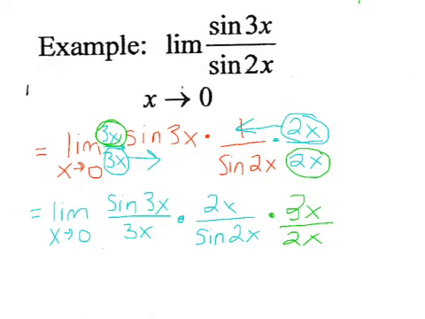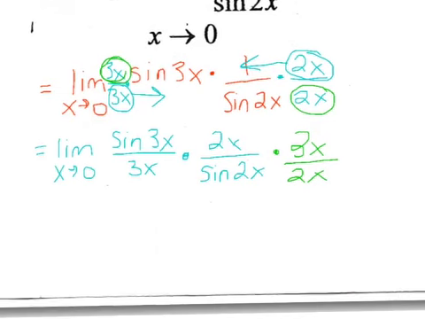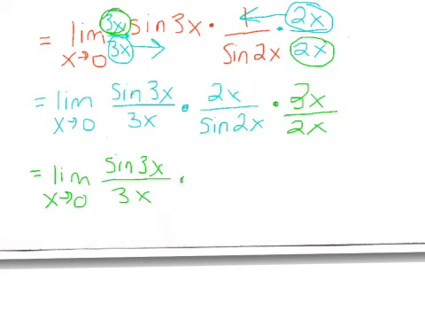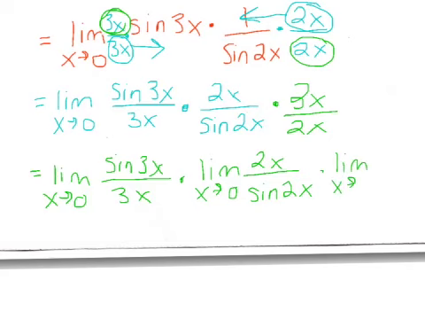Okay, so now let's use the properties of limits to further break up this function. So I have the limit as x approaches 0 of sine 3x over 3x times the limit as x approaches 0 of 2x over sine 2x times the limit as x approaches 0 of 3x over 2x.